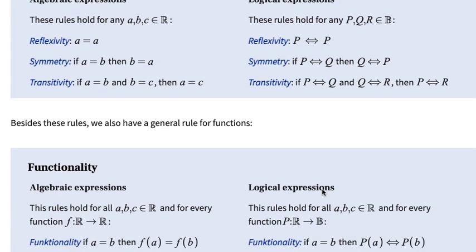And besides these, we have the general rules for functions, that if A equals B, then f of A equals f of B. And the same holds for functions from real values to truth values, called predicates. If A equals B, then P of A equals P of B, where P is some relation which contains A or B.